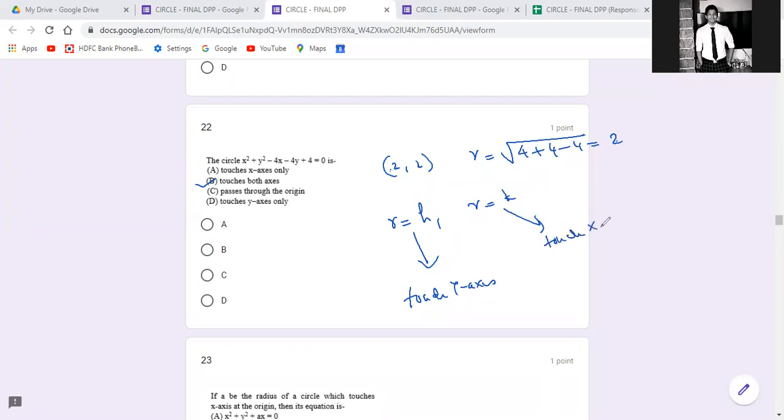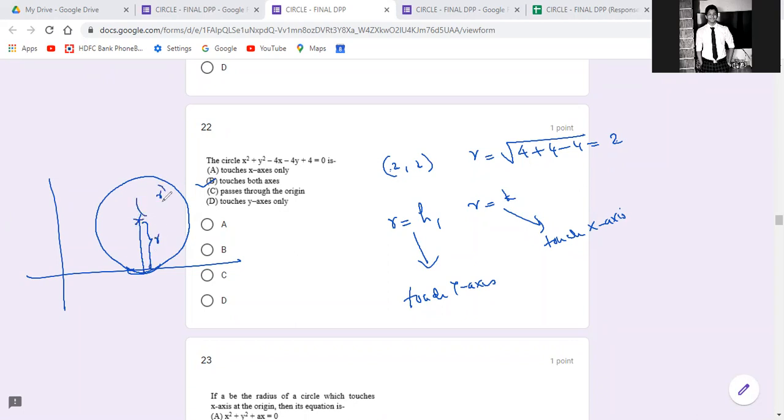If the radius matches the x coordinate, then it touches the y-axis. If it touches the x-axis, this will become the radius, and that is the y-coordinate of the center. So if the y-coordinate and the radius are equal, the circle will touch the x-axis. Numerically equal, the negative or positive sign doesn't matter. Even if it is -2, they would still be touching both the axes.